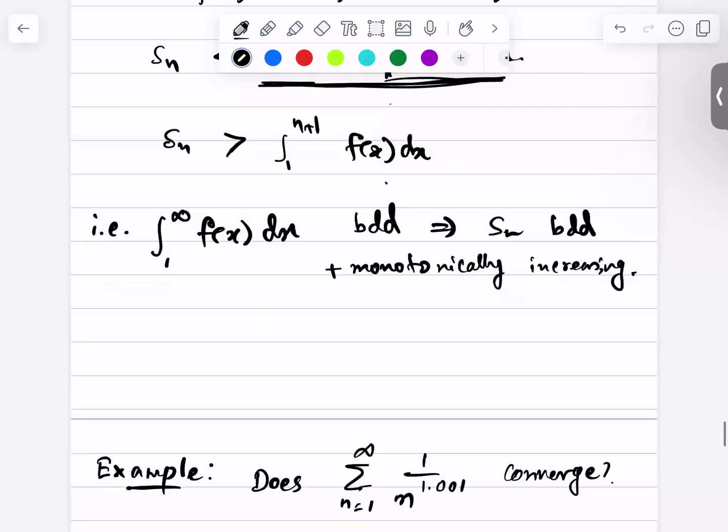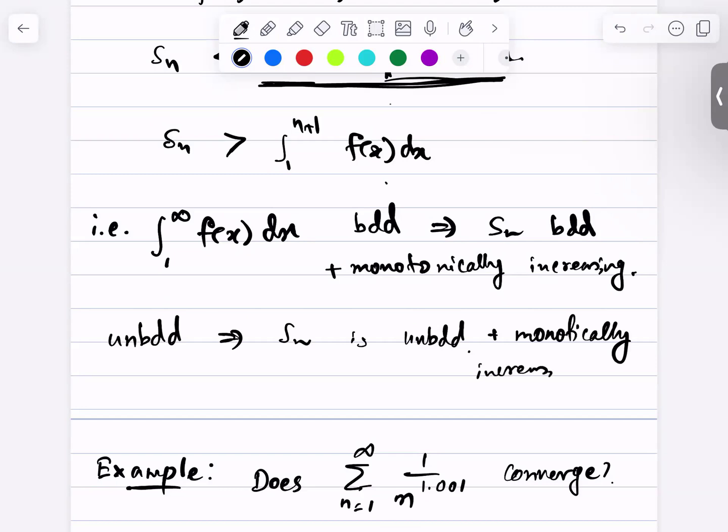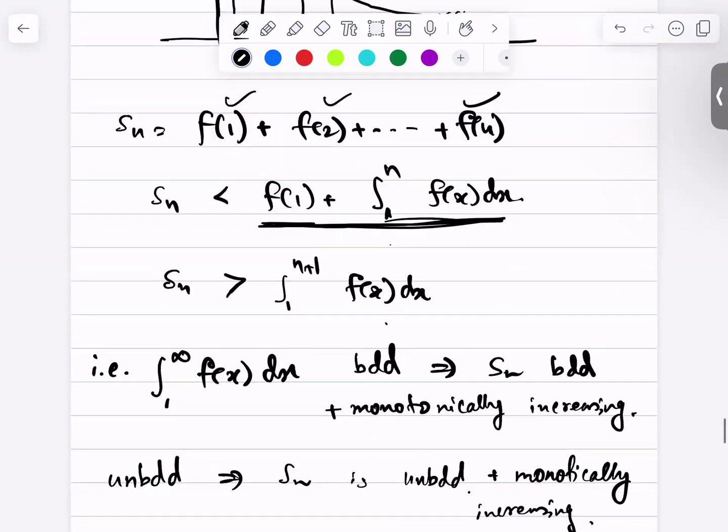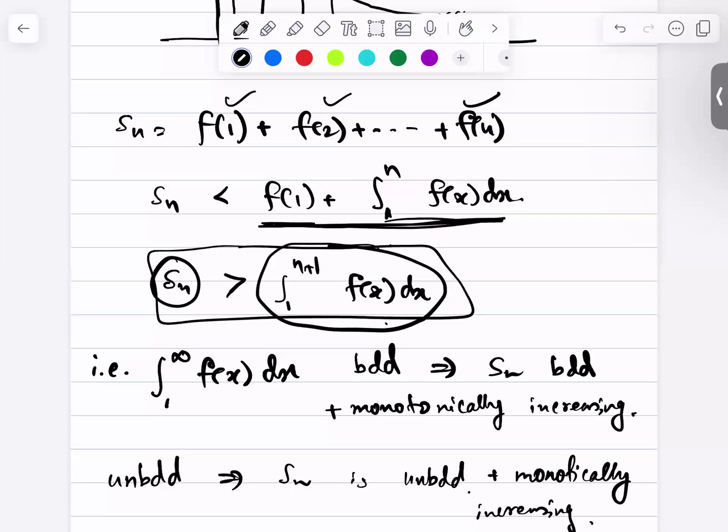Okay. And why the other condition? If the integration is unbounded, that means S_n is unbounded. And obviously monotonically increasing as well, in this case for the same reason. But why is S_n unbounded? Because of this other inequality. If this is unbounded, then S_n is bigger than that. So obviously S_n will be unbounded.